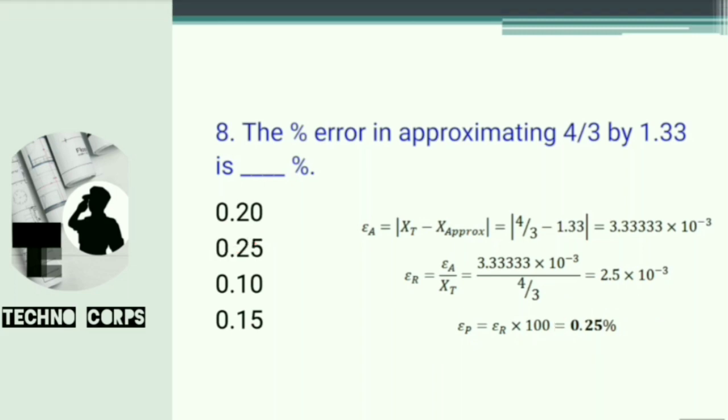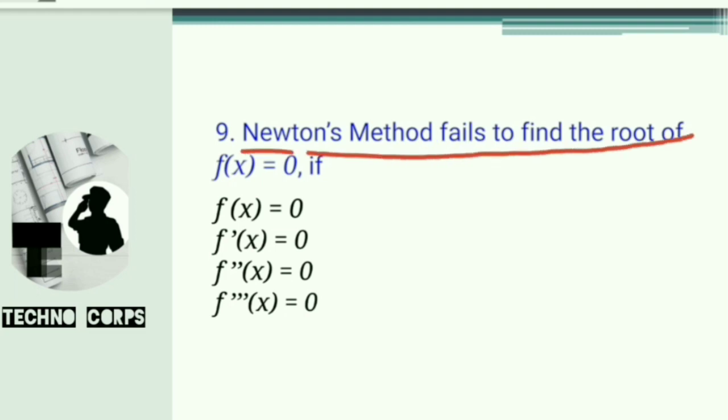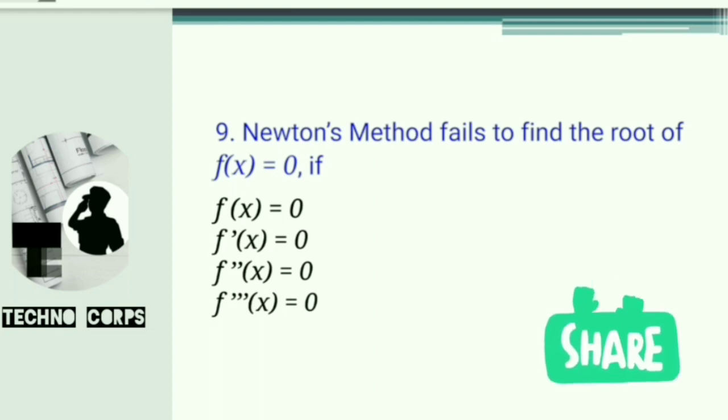Now what is the next question? Newton's method fails to find the root of f of x equals 0 if. What is the condition for Newton's method where it fails? You can go and check this statement in one of the videos, called Characteristics of Newton-Raphson method, which is a very special video because it discusses the complete characteristics of the Newton-Raphson method. Very important topic. If you have not watched that video, please go and watch, because it is very important. You will have a clear concept about this method.